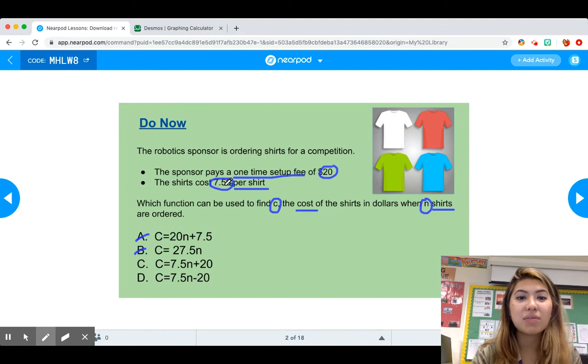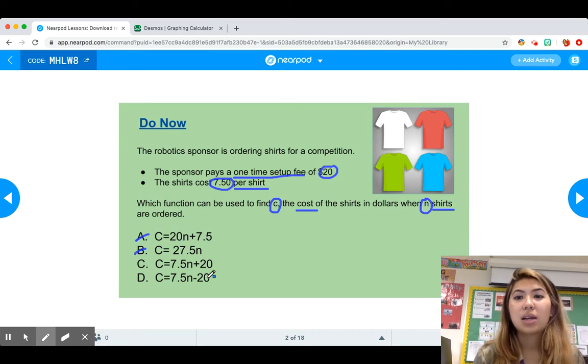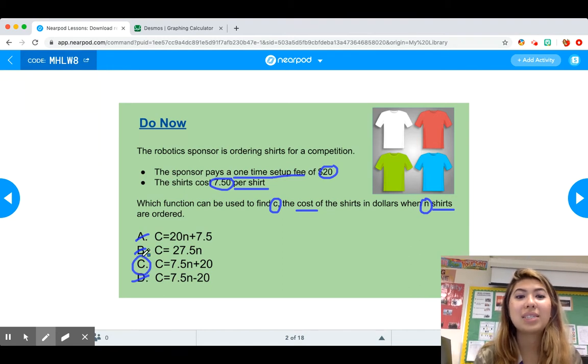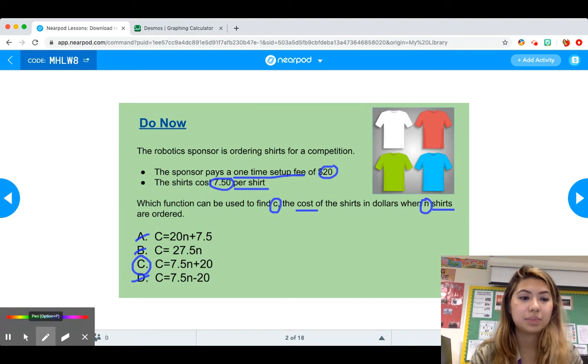Well, we know that it's $7.50 per shirt, so it's going to be 7.50 times N, and both of them have that. And the difference between C and D is that subtracting 20 would mean that we're actually taking away from the total cost, but we're actually adding to the total cost because there's that initial fee. So our correct answer for this do now is C. Our equation would be C is equal to 7.5N plus 20.